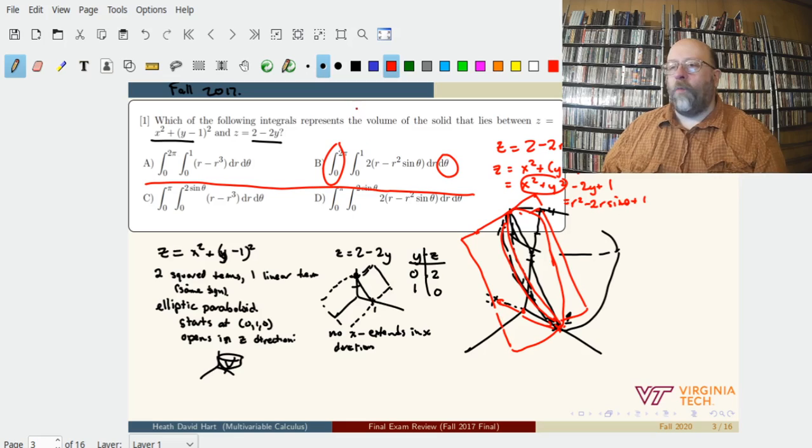And so we'll have 1, 2r and 2r sine theta. These terms will cancel. And then we're going to have minus r squared. But when we're converting to polar, we have to multiply this by r. And so we get 1 minus r cubed. And so we're going to have this shape right here: 0 to 2 pi, 0 to 1, r minus r cubed. Okay? Oh, that was tough. Let's go ahead and move on.